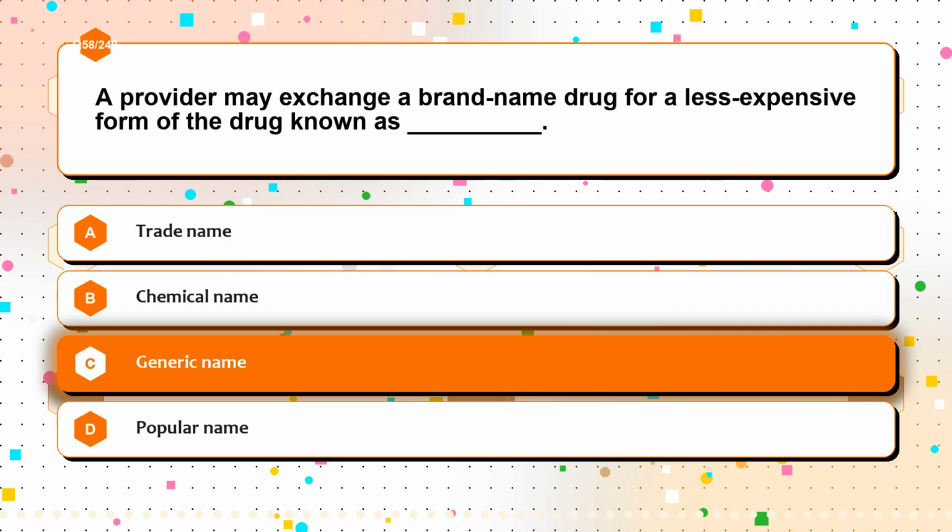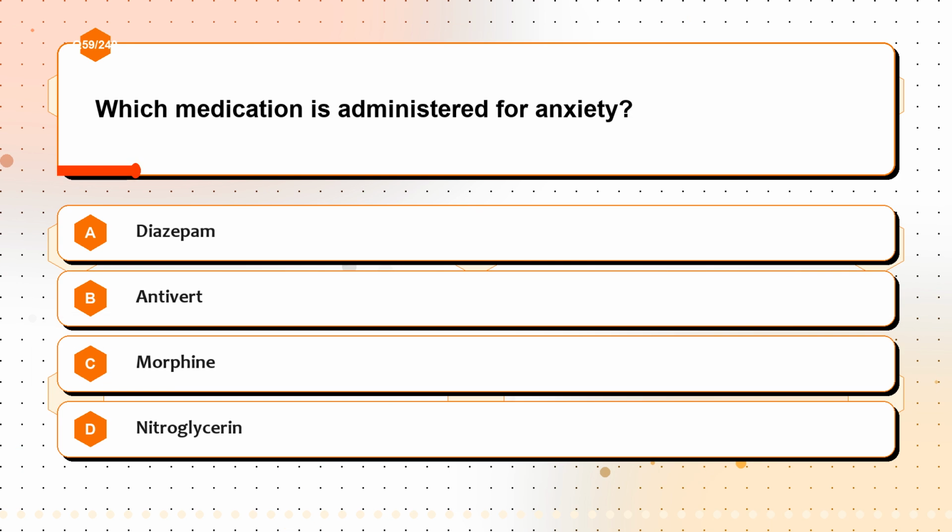The correct answer is option C, generic name. Question 59. Which medication is administered for anxiety? Here are the options. Option A, diazepam. Option B, Antivert. Option C, morphine. Option D, nitroglycerin.